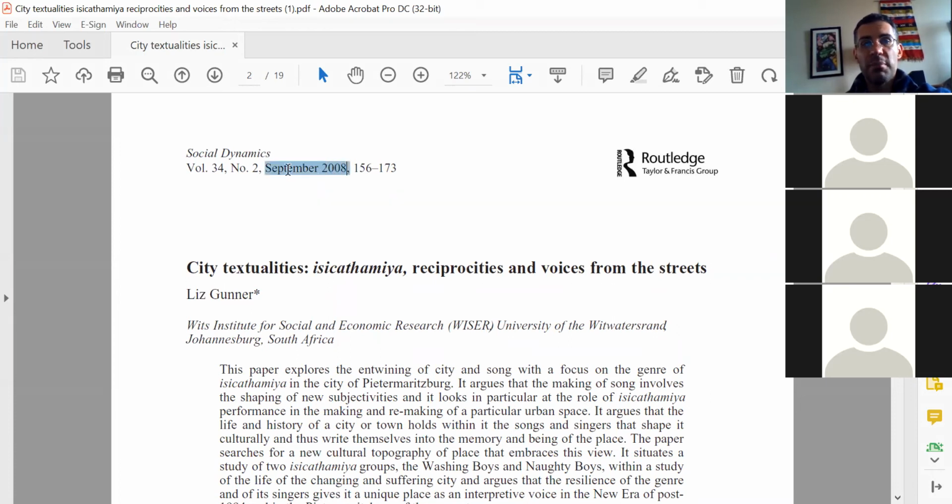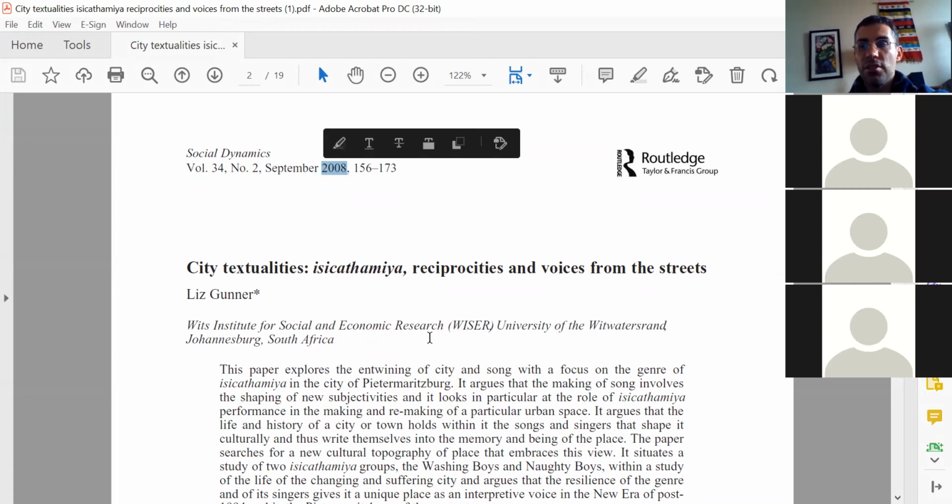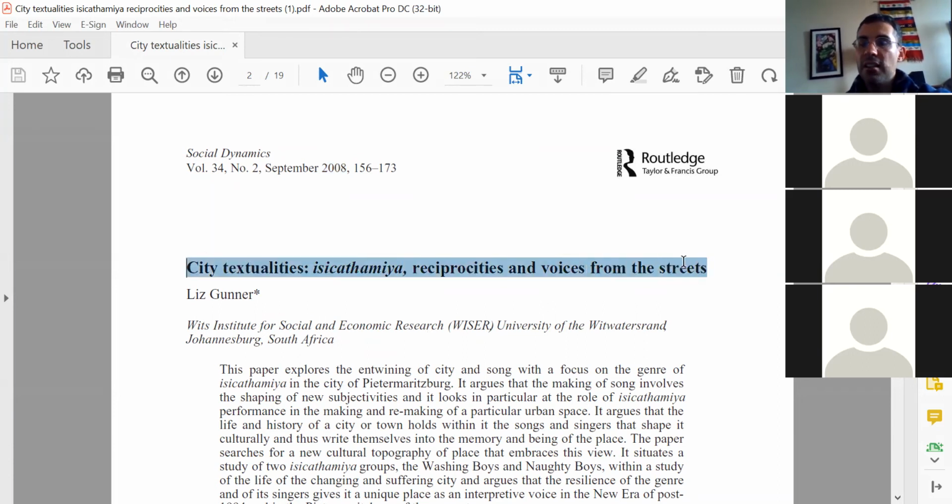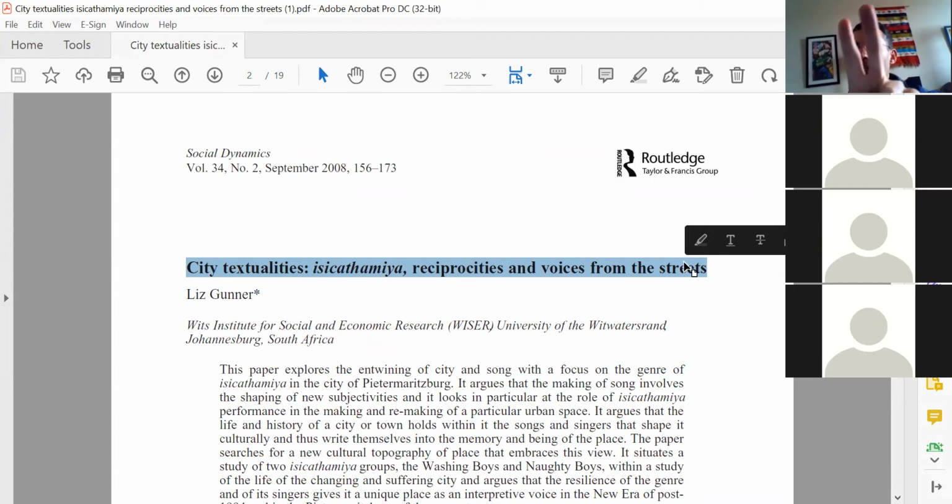We don't need to use the September part. We just need to use 2008. Okay, that would be in brackets. The next thing we do is we add the title. Okay, and for a journal article, the title always needs to be in inverted commas. I'll show you what that looks like in a minute.